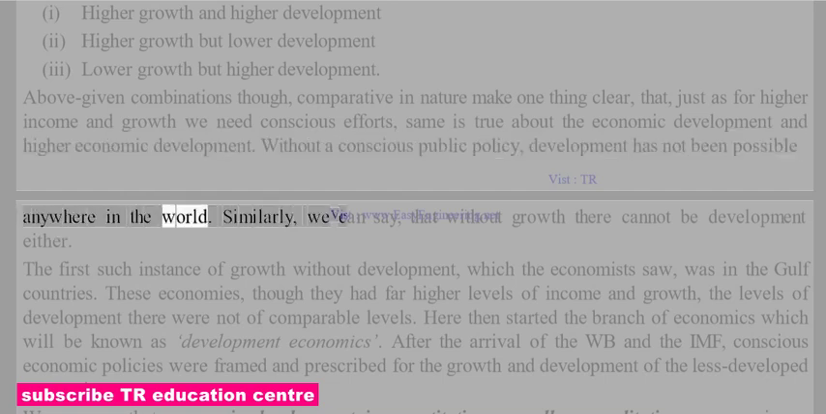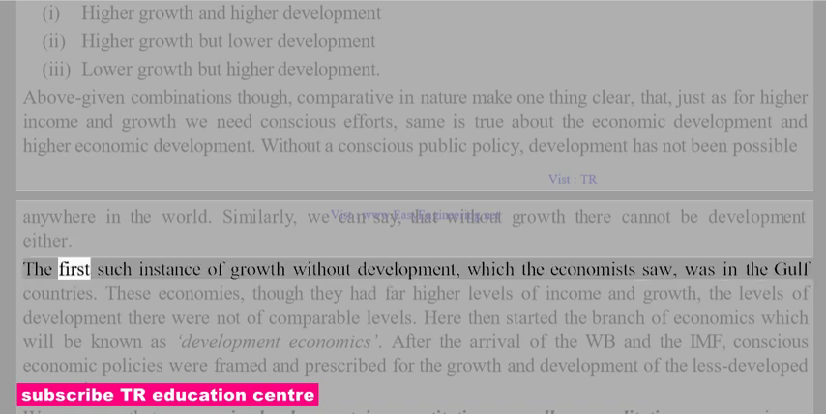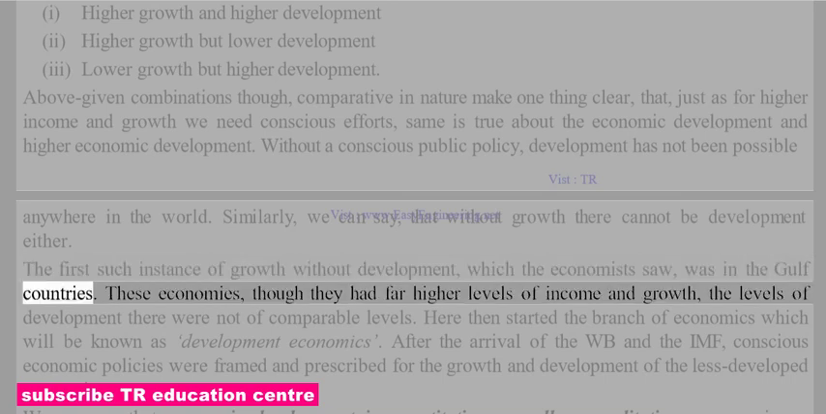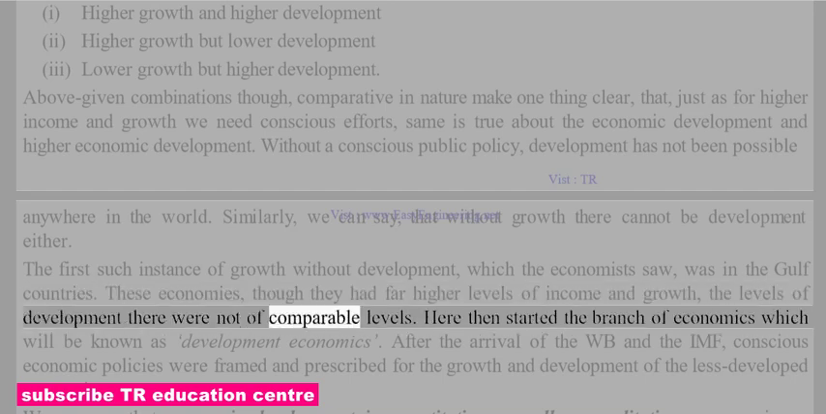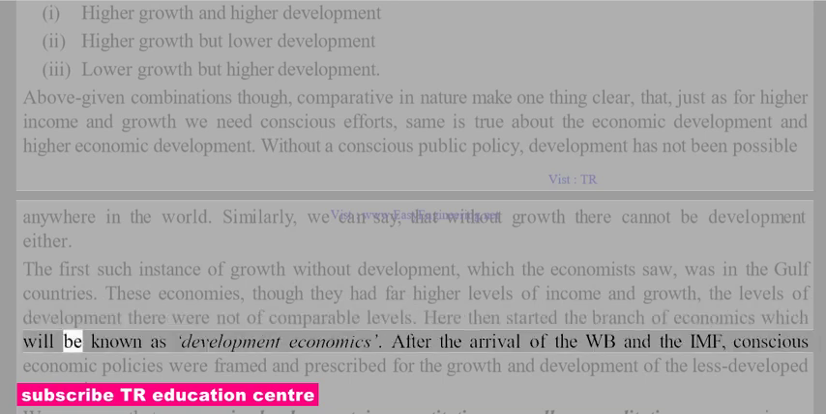Anywhere in the world. Similarly, without growth, there cannot be development either. The first such instance of growth without development, which the economists saw, was in the Gulf countries. These economies, though they had far higher levels of income and growth, the levels of development there were not of comparable levels. Here then started the branch of economics which will be known as development economics.